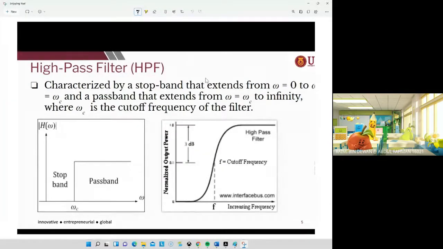Okay, so if you see the signals, this is a high pass filter. High pass filter means we have the ideal case and we have the practical case. As you guys know, ideal doesn't happen in real life. It's just ideal.